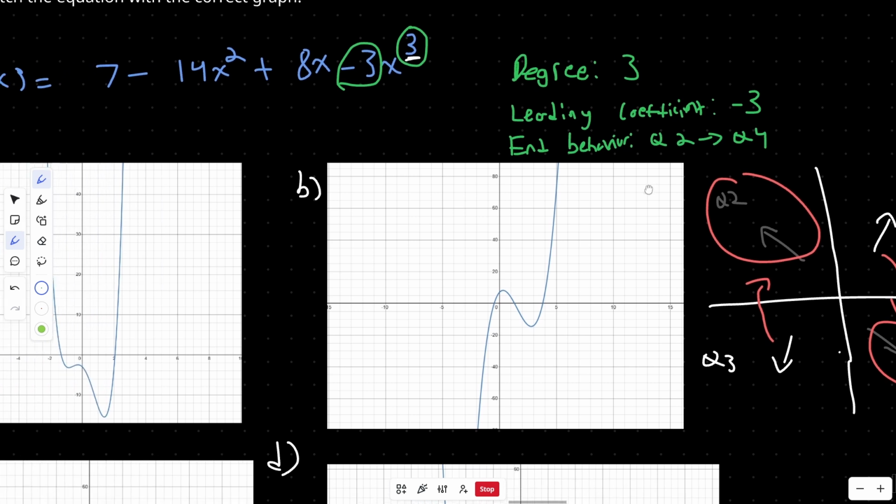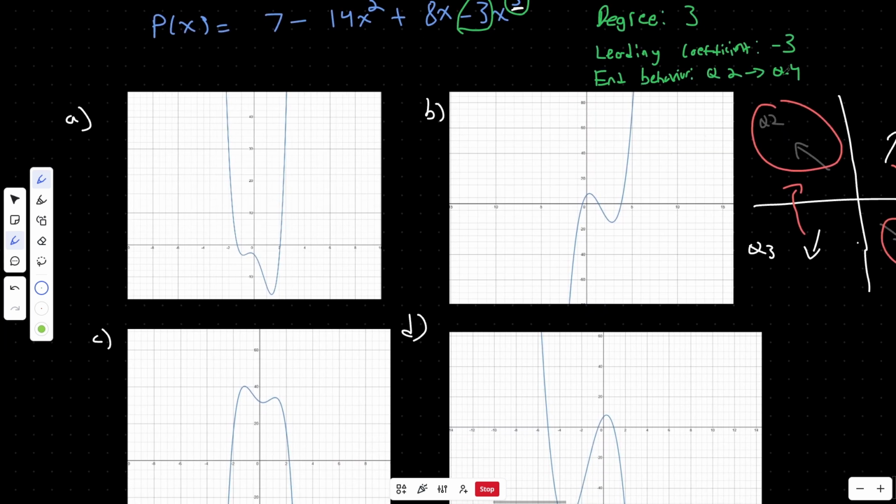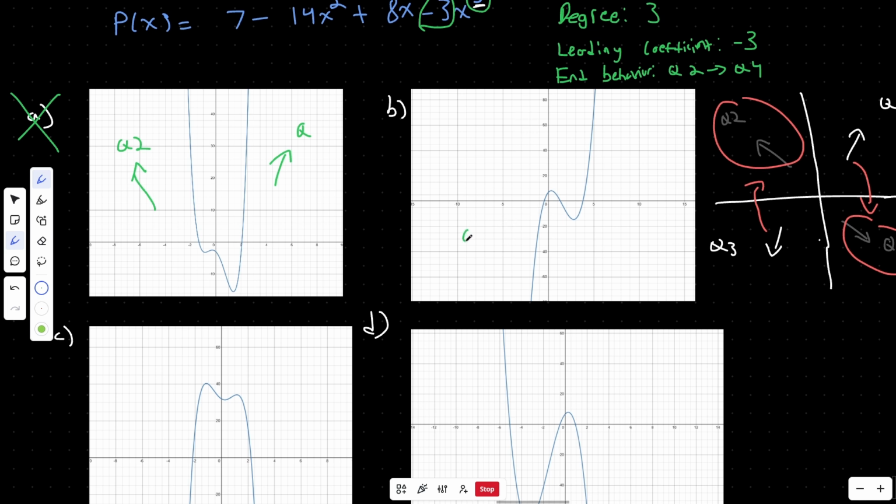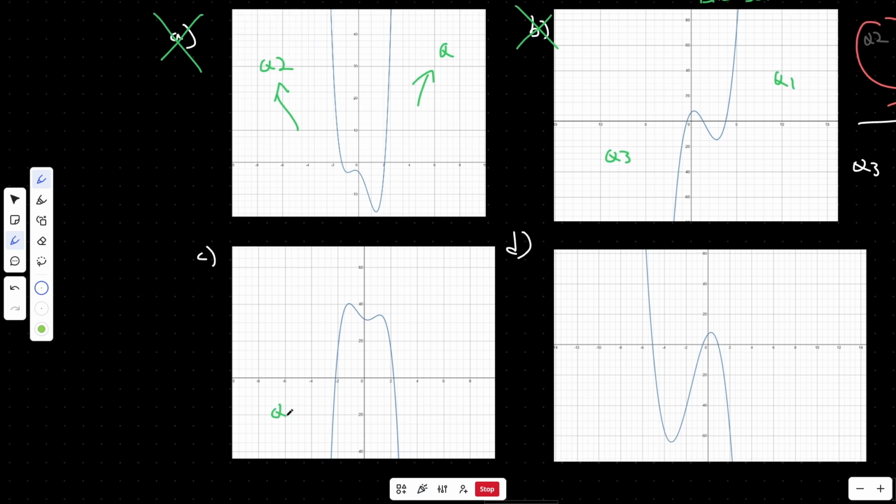All right, so let's see which one of these graphs goes from quadrant 2 to quadrant 4. This one, it looks like it's going from quadrant 2, but it's going to quadrant 1. So this means A can't be the answer. Let's look at B. Looks like B is going from quadrant 3 to quadrant 1. That can't be the answer. And C is going from quadrant 3 to quadrant 4, so therefore even C can't be the answer.